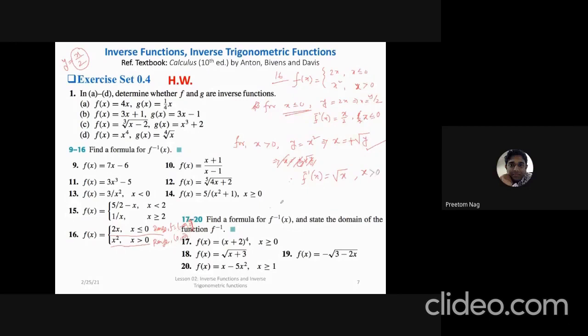So finally, in conclusion, f inverse of x will be x by 2 when x is less than or equal to 0, and square root of x when x is greater than 0. So that is our inverse function corresponding to this f of x. Okay.